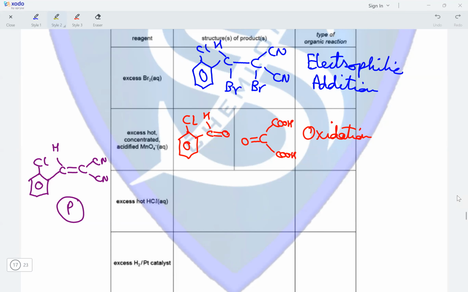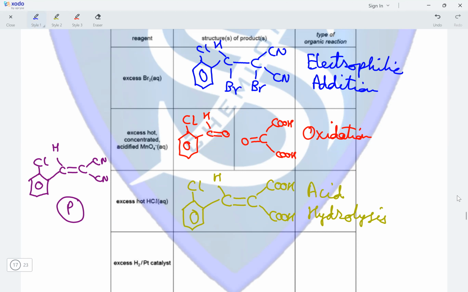The next reaction is with excess hot HCl. So compound P has been drawn for ease on the left. With excess hot HCl, the only groups that would react would be the two nitrile groups, and the two nitrile groups would be converted into carboxylic groups. So the rest of the molecule stays as it is. This is the chlorobenzene part of the molecule. The C single bond H, double bond C remains as they are, and the CN groups are converted into COOH groups. And this reaction is known as acid hydrolysis.